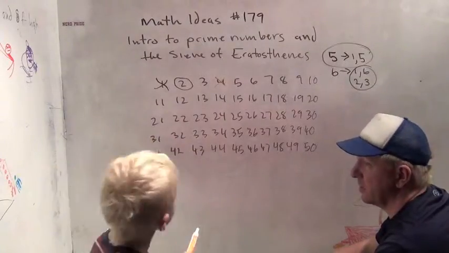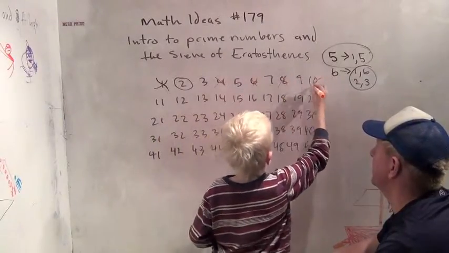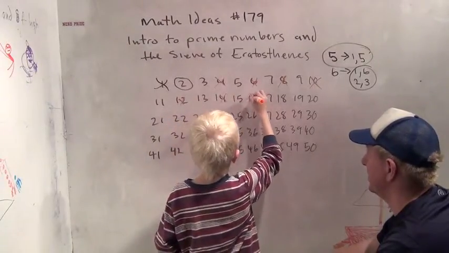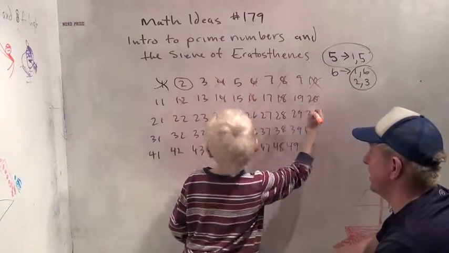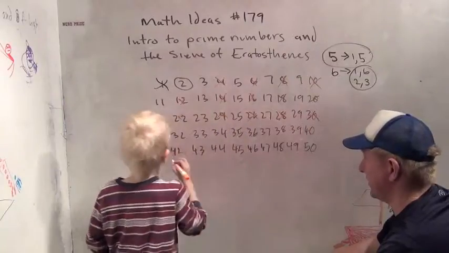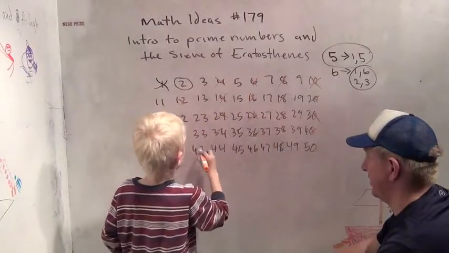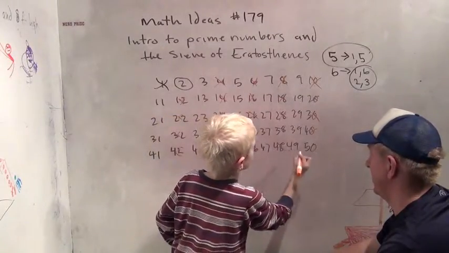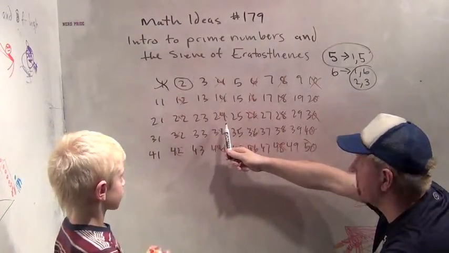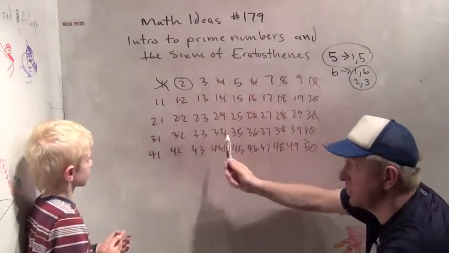2, 4, 6, 8, 10, 12, 14, 16, let's go faster, 18, 20, 22, 24, 26, 28, 30, now you say them, fast. 32, 34, 36, 38, 40, 42, 44, 46, 48, 50. Awesome. So we know 24 is not a prime number. Remember, prime numbers only have 1 and that number that go into them. 24 is not prime because 2 goes into 24, right?